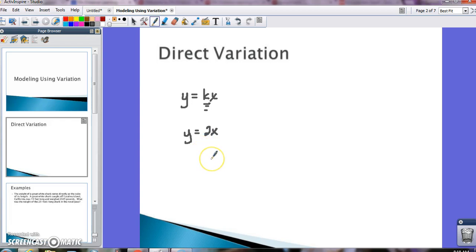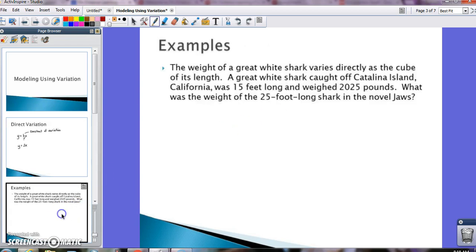So direct variation is very straightforward. k is called your constant of variation. And so let me show you how we use this in a problem. Okay, let's go through an example here.